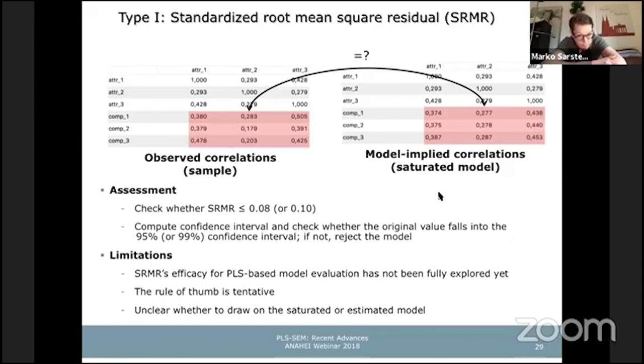This sounds pretty logical, but there are some issues here. First off, we don't really know about the threshold. There's no full-blown simulation study out there which looks into the performance of the SRMR, so we don't know how it's actually performing. Well, we have some idea; we did it in an Organizational Research Methods article, but we don't truly know how it performs in different model constellations. Thus, the rule of thumb is tentative. We derived this from the CB-SEM literature and from our simulation study, but that was really small scale, so we don't really know. Plus, it's unclear what the model implied correlation matrix should look like. Is it the saturated or the estimated model or some other way? We don't really know that either.